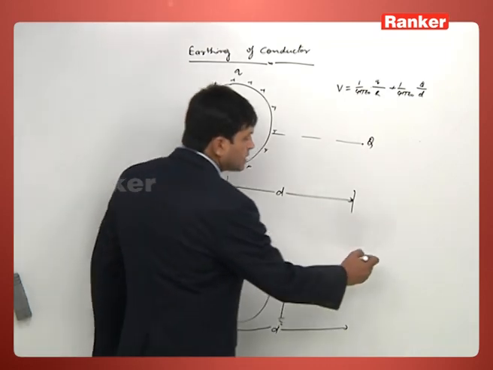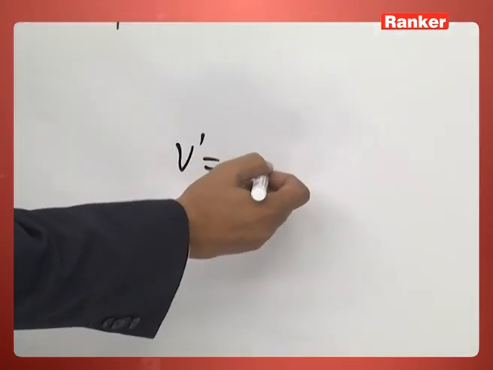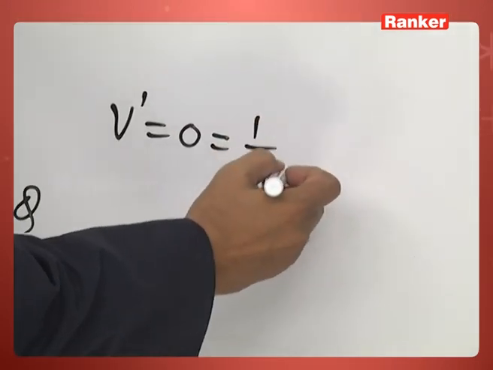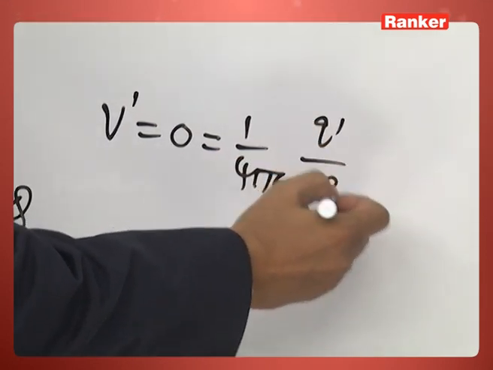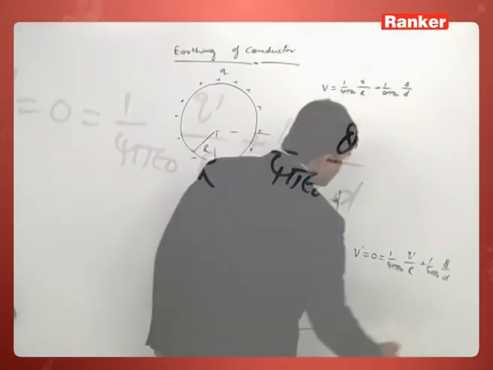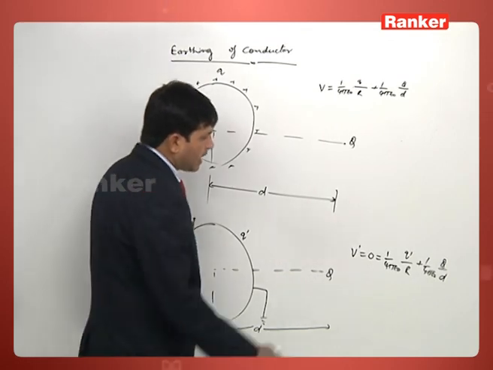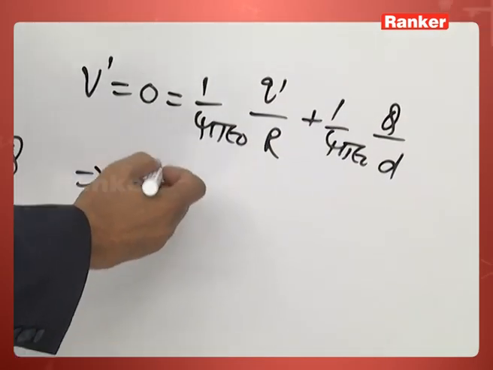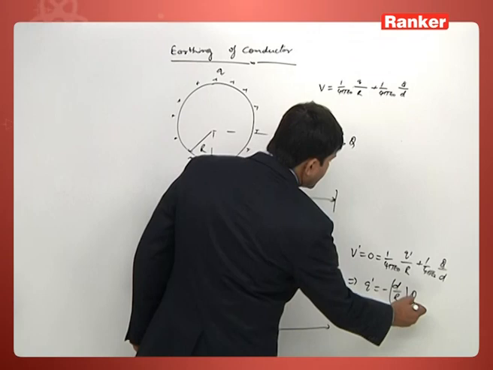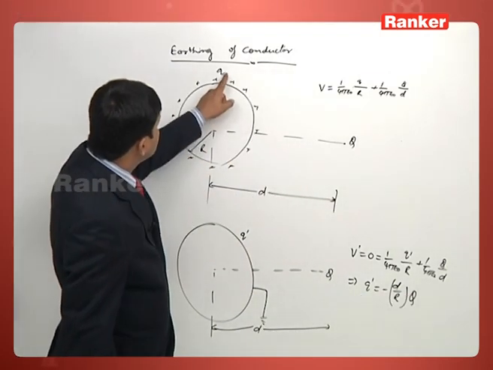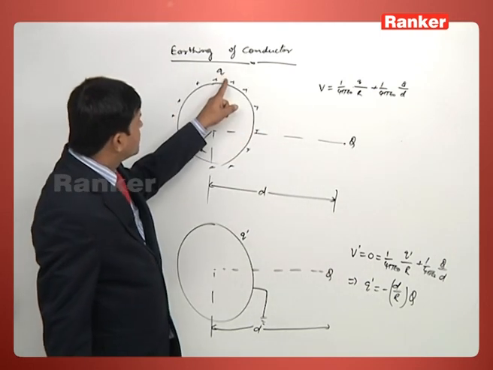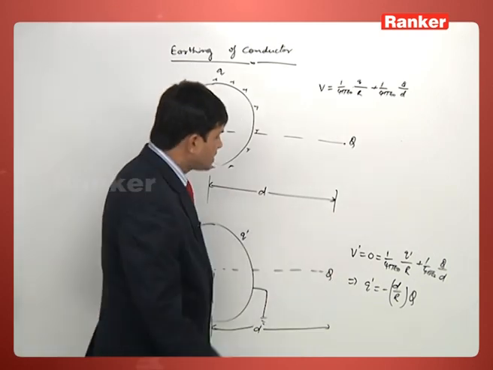So right now after earthing, the potential is 0, V dash is equal to 0. Now calculate the net potential of this: 1 by 4 pi epsilon naught q dash by R plus 1 by 4 pi epsilon naught capital Q by D, which is equal to 0. After making it 0, we will get q dash is equal to minus D by R into Q. It means earlier the charge was positive, now the negative charge came. So how much charge came?